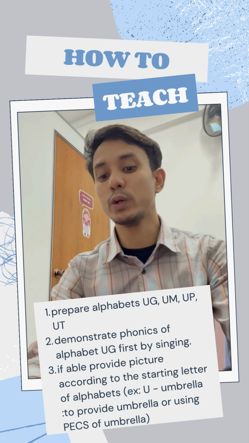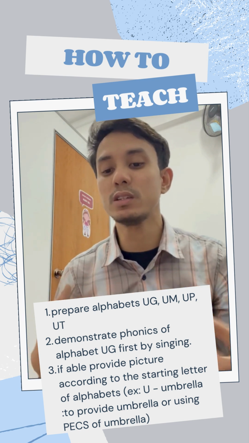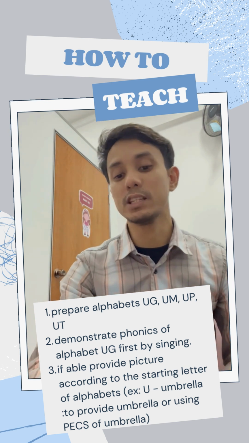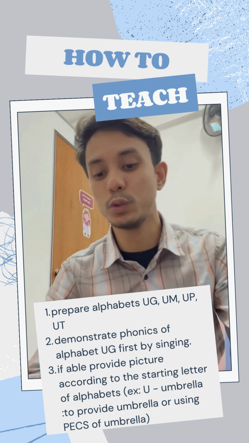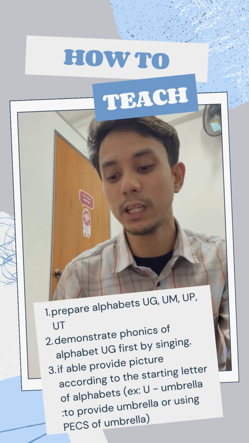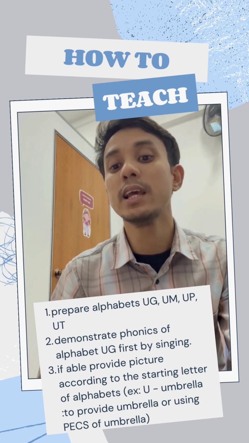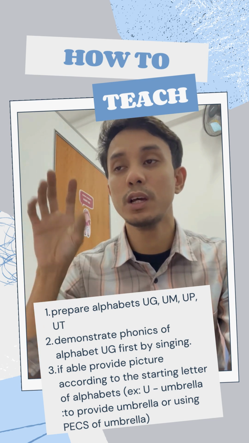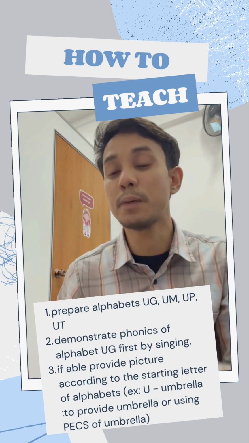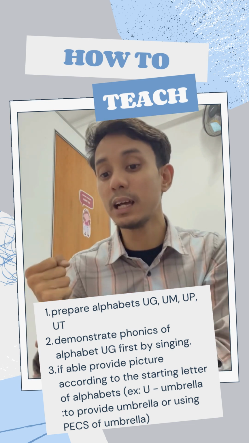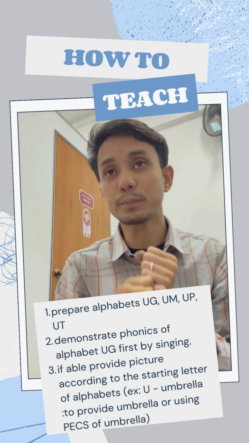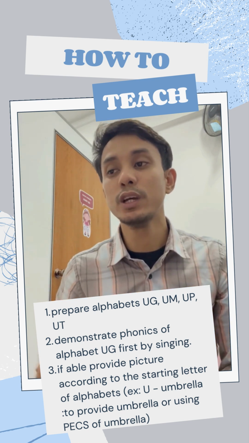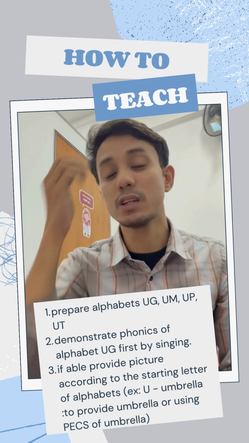To increase the children's motivation, you do it by singing. Later on I will explain and demonstrate how to sing the alphabets. And if able, number 3, provide a picture or the real figure, such as an umbrella. You need to prepare the umbrella. And for M, for man or monkey, you can use a picture of a monkey.